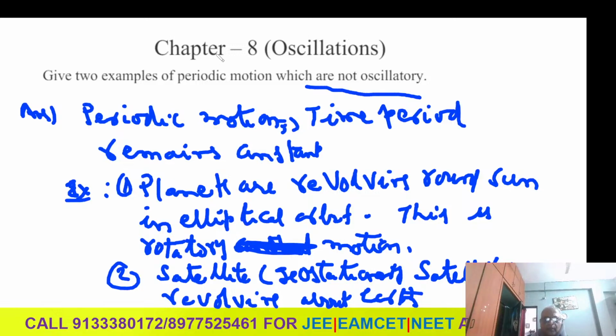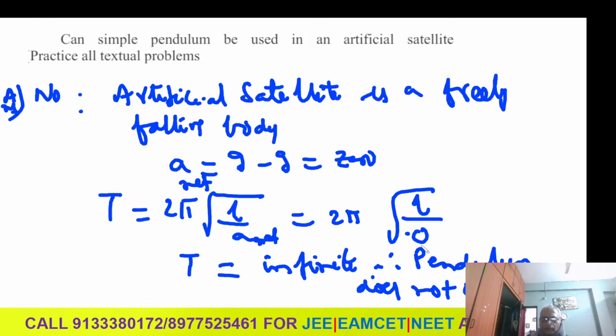Next, can a simple pendulum be used in an artificial satellite? An artificial satellite is a freely falling body. Freely falling means net acceleration is 0. The time period formula is 2 pi square root of L by g, that is, 2 pi square root of L by a net. So 2 pi square root of L by 0. Something divided by 0 is infinity.